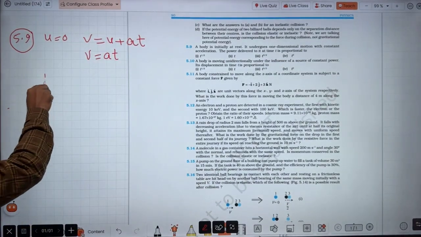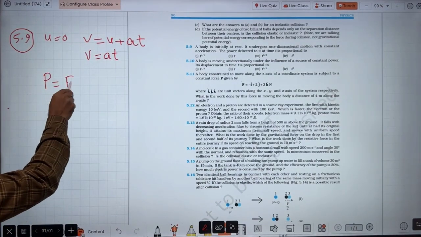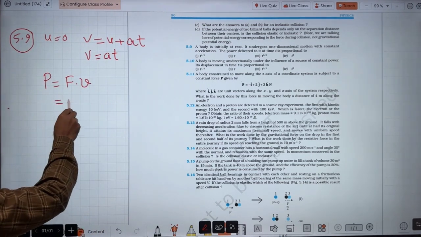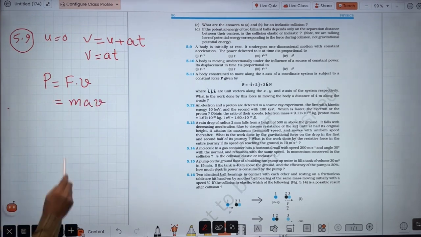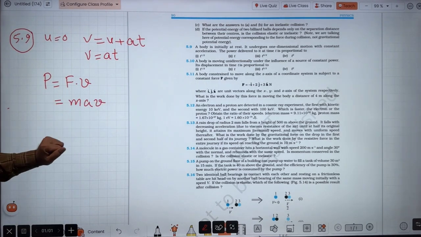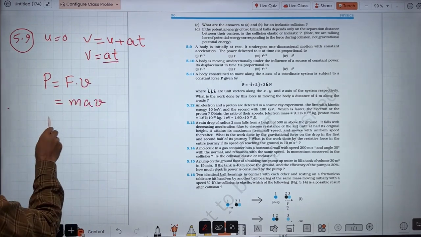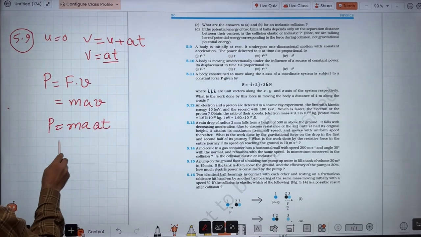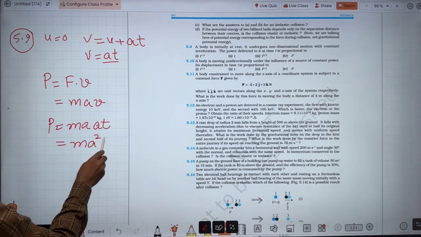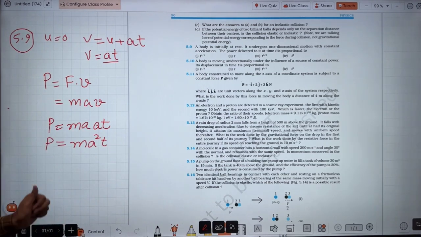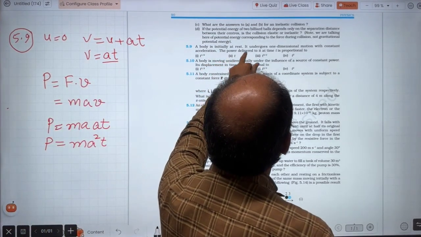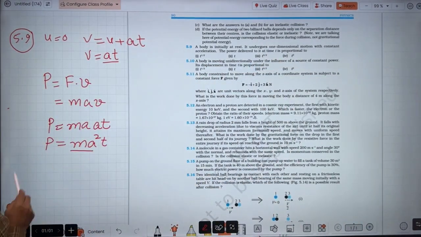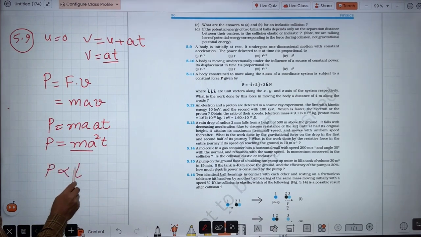So if you remember, power is F into V. F equal to MA into V. M is constant, A is constant, and V equal to AT. So we write it here, MA into AT, that is MA squared T. Here our question says the power delivered to it at time t is proportional to what power of t? These two terms are constant. So we can say P is proportional to T.